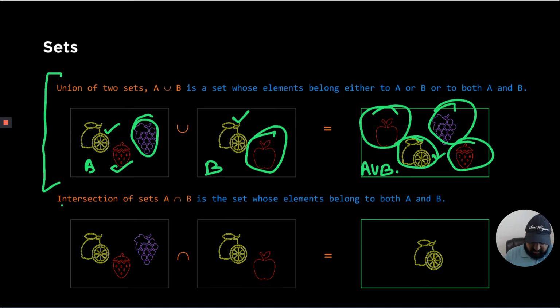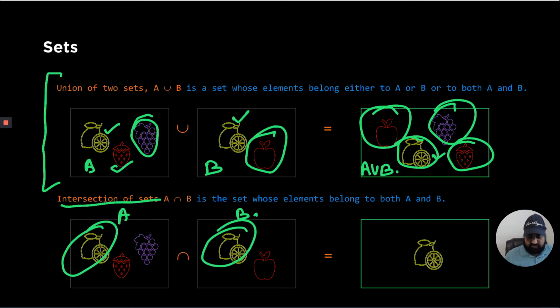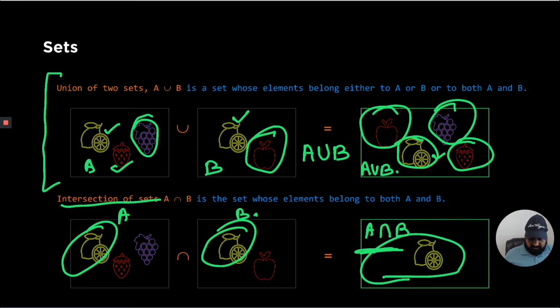The next operation is intersection. So an intersection operation allows us to find all the elements that are in both sets. So this is set A, this is set B. We are going to see what are the common elements in both of these sets. So in this case, lemon is the only one because strawberry and grapes are not there in both of these sets. So finally, A intersection B is denoted by this symbol, while A union B is denoted by this U symbol, and it will contain this lemon object.